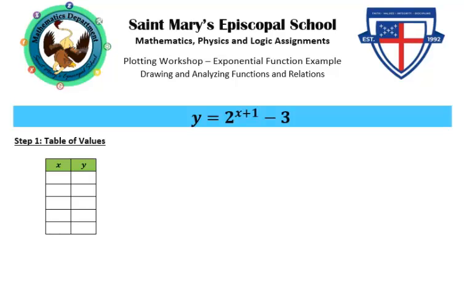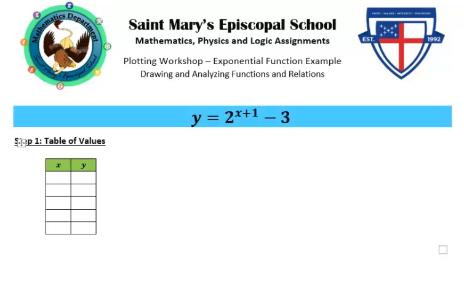Okay, we're solving exercises of the planning workshop. This time we're going to discuss how an exponential function should be solved. The exercise is y equals 2 raised to the power of x plus 1, minus 3. In this case, if you notice, the variable x is the exponent of a power whose base is a normal number. So how are we going to solve these?